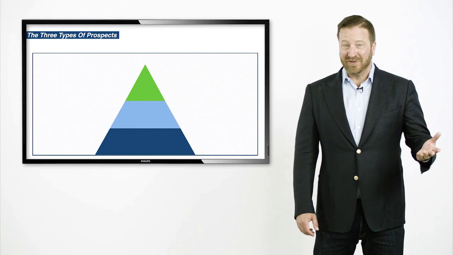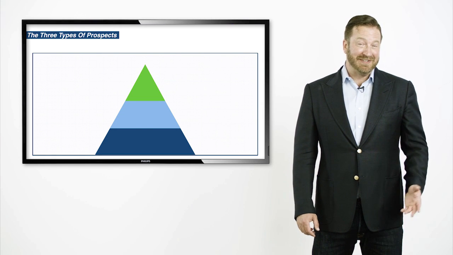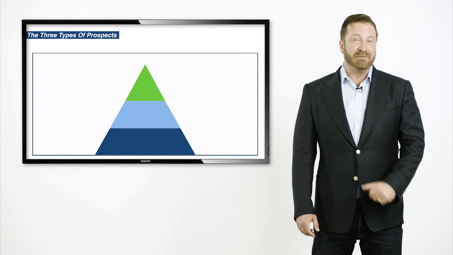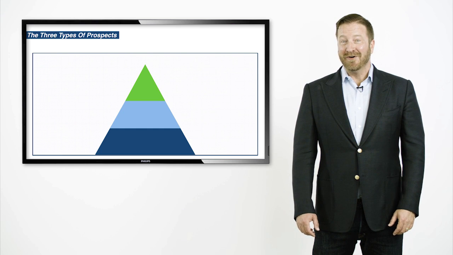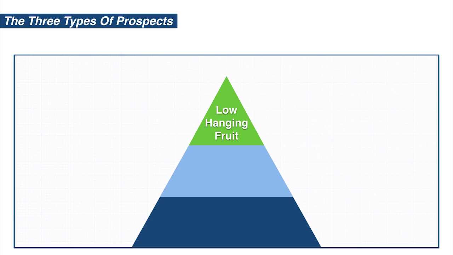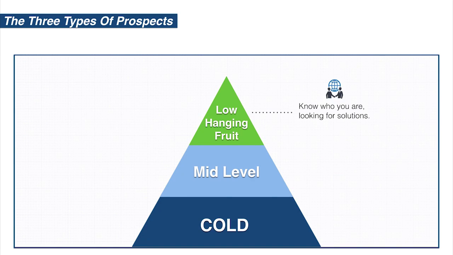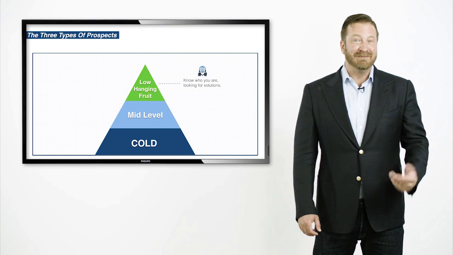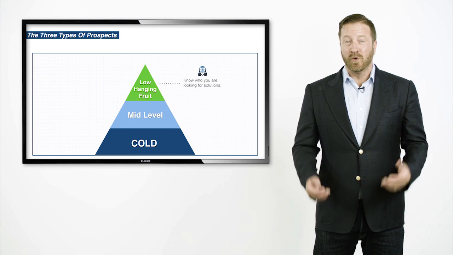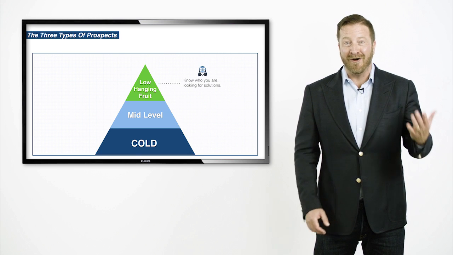And if you're anything like me, you want to have clients and customers coming to you. Well, here's the deal. We can't have clients or customers unless we have prospects. And here's the deal. There are really only three types of prospects in the world. There's low-hanging fruit, there is mid-level, and there's a type of prospect called a cold prospect. A low-hanging fruit prospect is someone who already knows you and they're already familiar with, and they want the solution that you can help them with. Those, of course, are the holy grail. That's what we're all after.